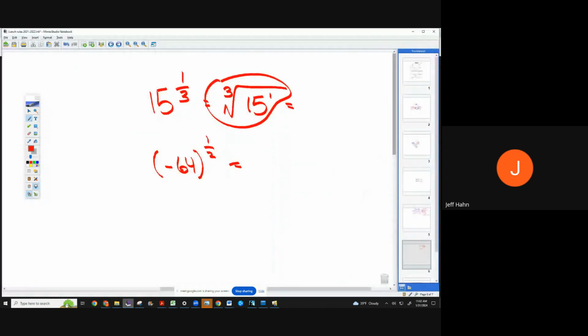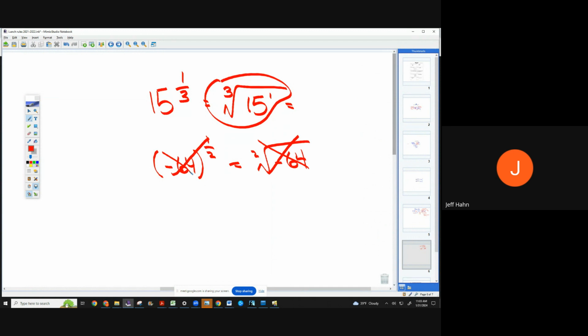That's 1, 2. This is the same thing again, remember, make your radical sign. This is the index number, which is just the square root of a negative 64. Can I get the square root of a negative 64? I cannot. So this is no solution, impossible. There's no same number times itself that gives you a negative number.